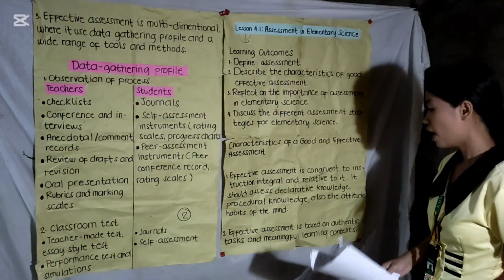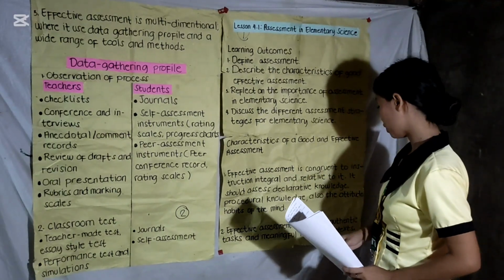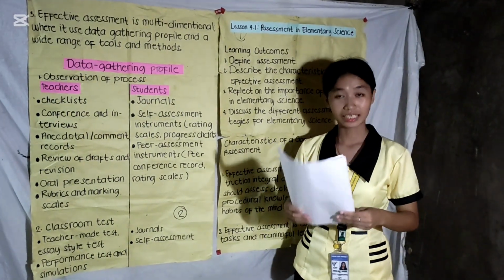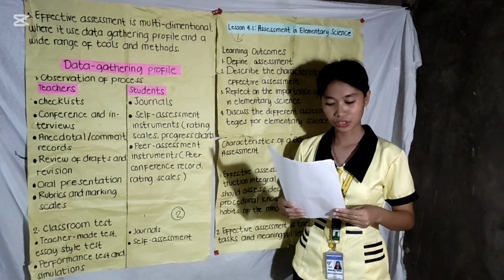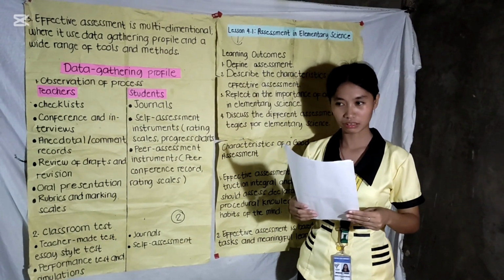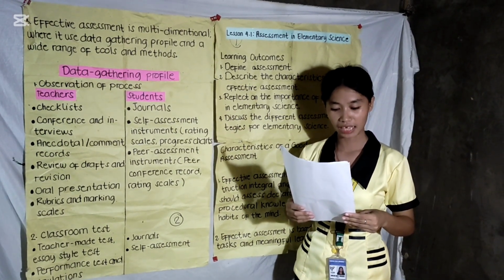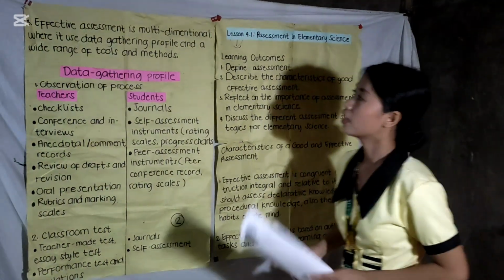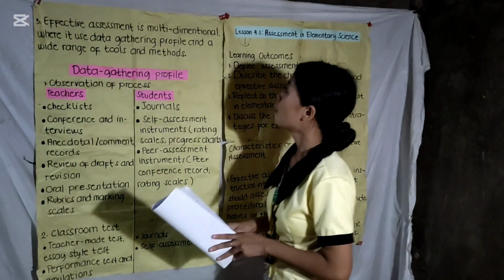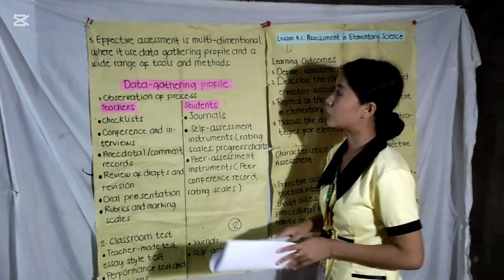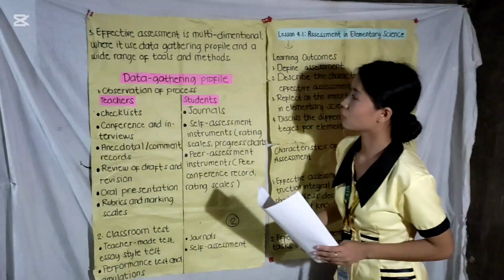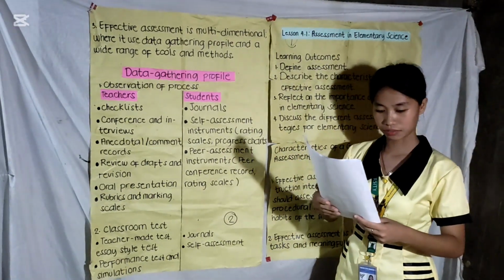Number 2, effective assessment is based on authentic tasks and meaningful learning contexts. This means that students respond to activities and tasks related to their experiences. Number 3, effective assessment is multidimensional, where it uses data gathering, profile, and a wide range of tools and methods.